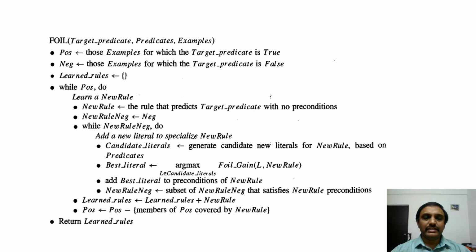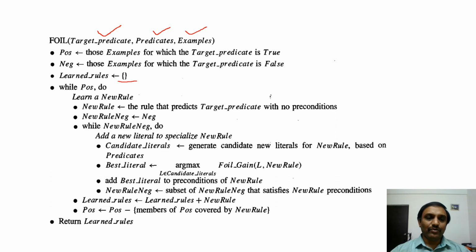The following is the FOIL algorithm. Here, we are giving three arguments: target predicate, predicates, and examples. Positive examples are those for which the target predicate is true. Negative examples are those for which the target predicate is false. Initially, we consider learned rules as an empty set.